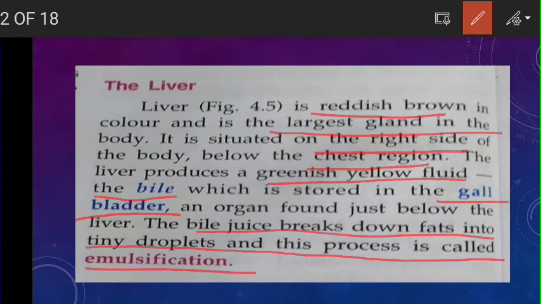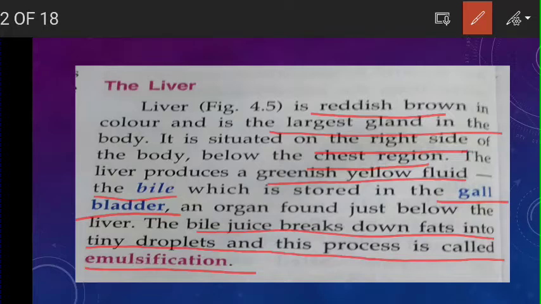So two questions here you get. The first one, what is the function of bile juice? Your answer will be the function of bile juice is emulsification. Clear? Or you can write bile juice breaks down fats into tiny droplets. Okay. But if the question is what is emulsification? This is another question that can be found from this topic. Your answer will be the bile juice breaks down fats into tiny droplets, and this process is called emulsification.